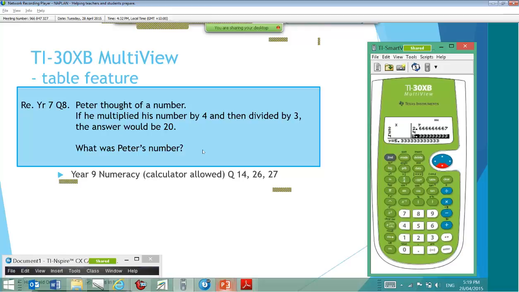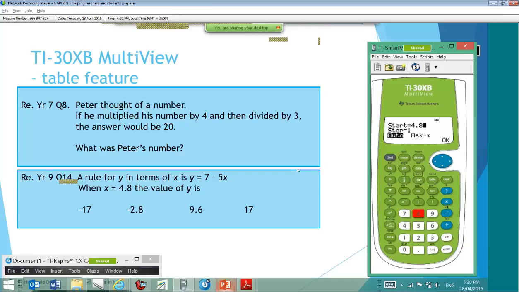What we might want to do, if we're looking at what's going to come out when I put 4.8 in, 4.8 is where I might choose to start, and then you can see that the output is negative 17, corresponding to a 4.8 going in. Look, again, it's not perhaps the fastest way of doing it, but it certainly gives a context and a visual of what's going on, and students like that. I can tell you firsthand that mine did this afternoon.